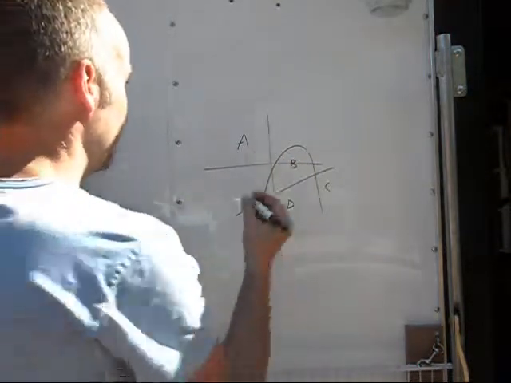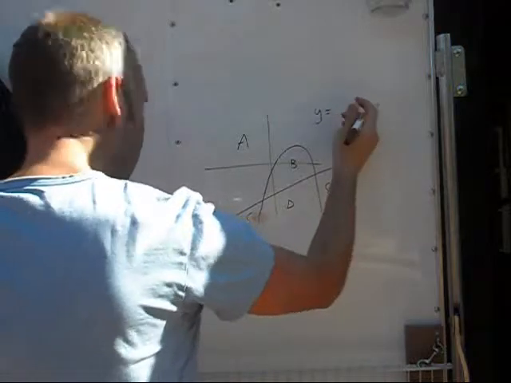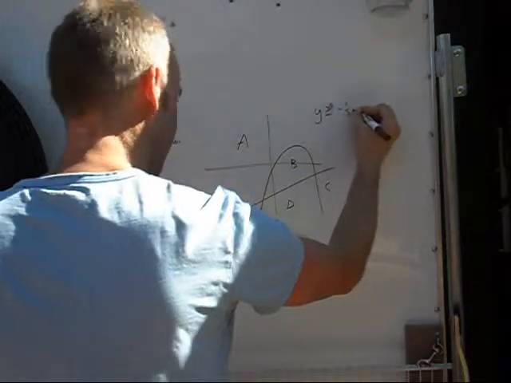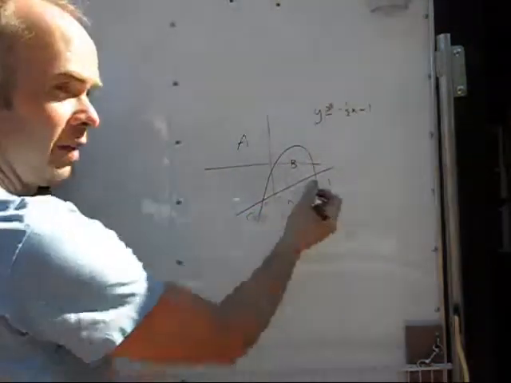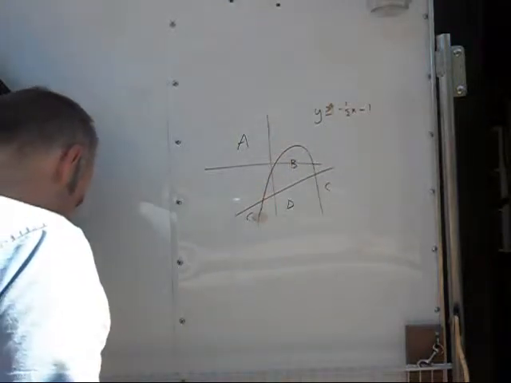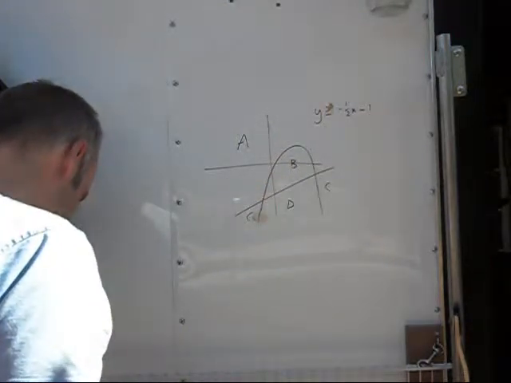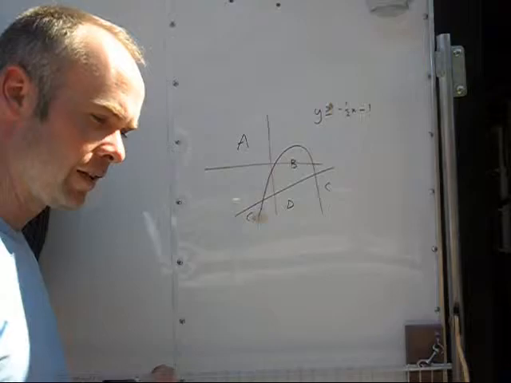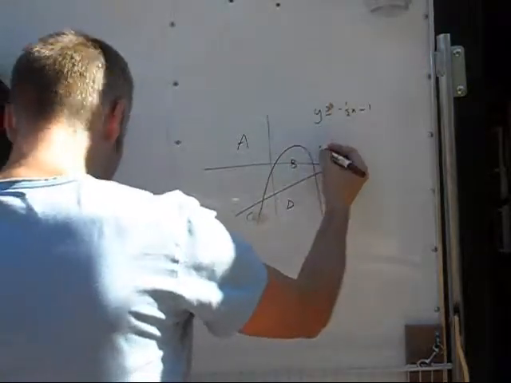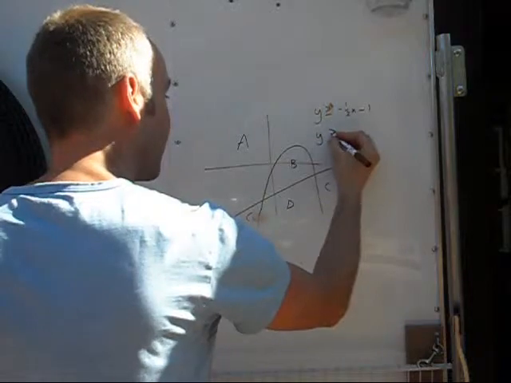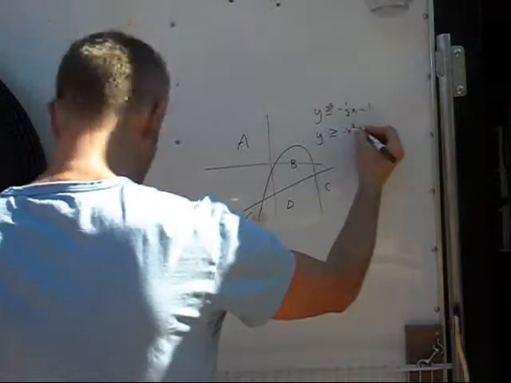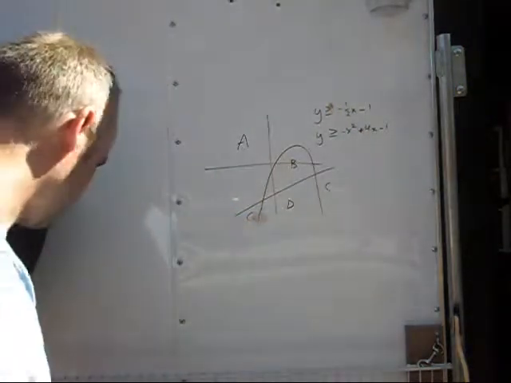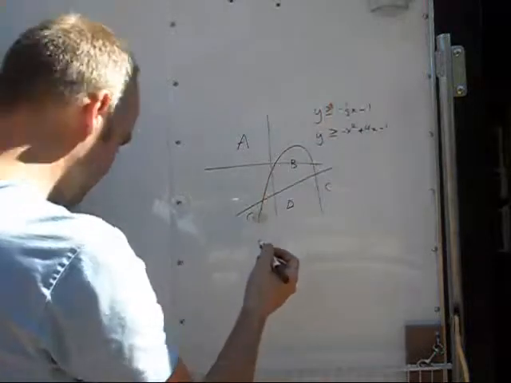So they want to know what is the solution if the two equations are y greater than or equal to minus 1 half x minus 1, and that's this line here. And then we also have y greater than or equal to minus x squared plus 4x minus 1. This is the equation that I just used in the example before. Okay, so this is our line, this is our parabola.